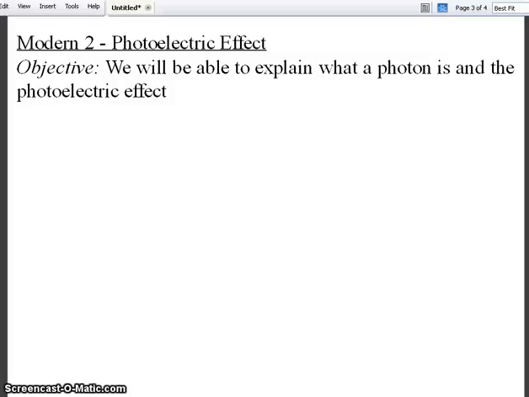Good morning, class. Welcome to this lesson on Modern 2, the photoelectric effect. Today we will be able to explain what a photon is and the photoelectric effect.